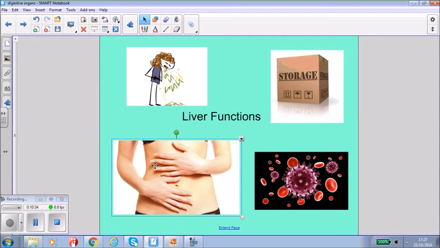So by the time the blood gets to the hepatic portal vein, it's really, really rich in glucose because most of the larger components such as carbohydrates, fats have already been broken down in the digestive system. So by the time it gets into the bloodstream, it's there as glucose.